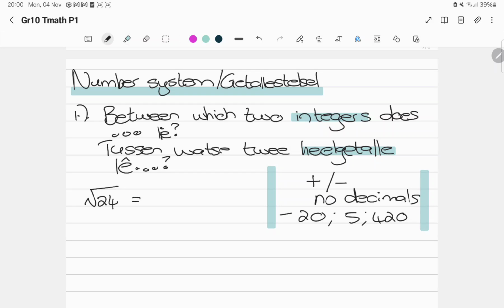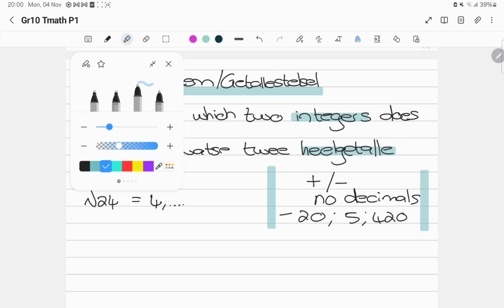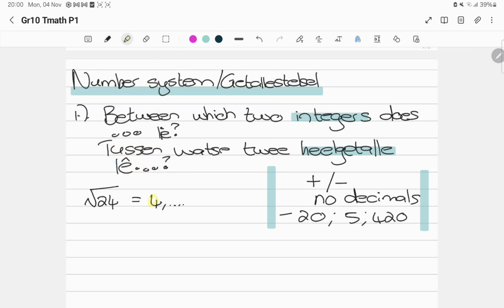So the easiest way to do this is to go on your calculator and put in the root of 24. Then it will give you 2 root 6, but we don't want that. So then you press your S to D button and it will give you 4, whatever. Now the only number you care about is the number that is in front of your comma. So if it's 4, if I count what comes after 4, obviously 5. So it means that the root of 24 lies between 4 and 5.